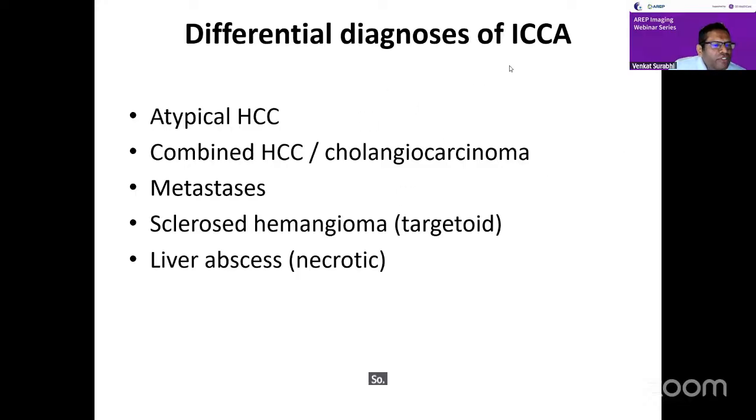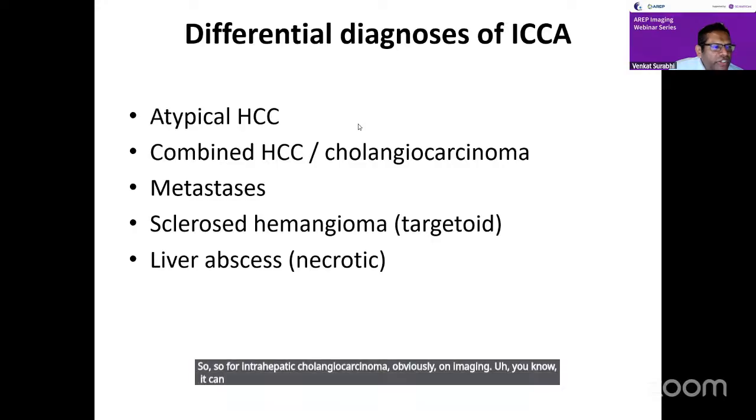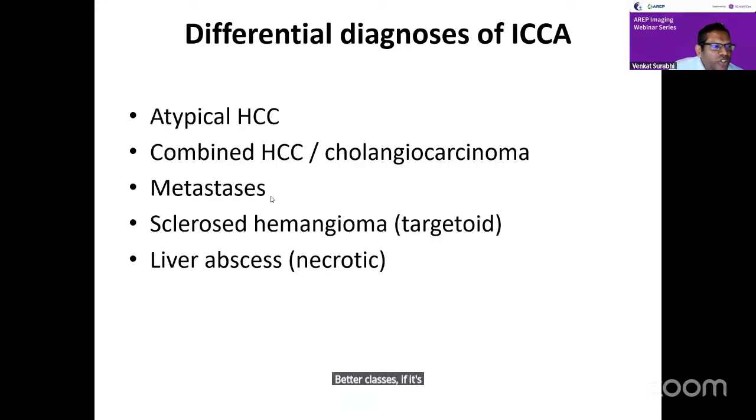So for intrahepatic cholangiocarcinoma, obviously on imaging, it can be challenging to differentiate from metastasis if it's only one lesion, particularly small duct type lesions, whereas 1 to 2 centimeter mass, metastasis can have a similar appearance.